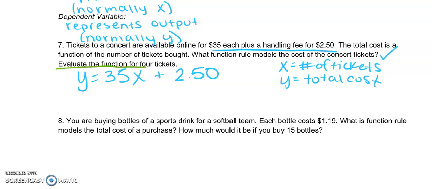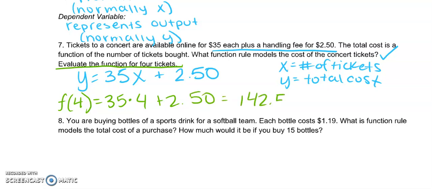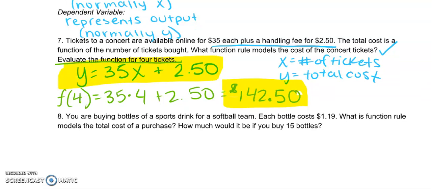Then it goes on to say evaluate the function for 4 tickets. So now I'm going to plug in 4. You can write that in function notation. And this would not be an acceptable answer, and I think you know why. We are talking about the cost, so first of all, it should look like an American money amount, and it is dollars. Both of these would be your answer. That would be your final answer, and then this would have been your equation. So always make sure you answer all parts of the question.